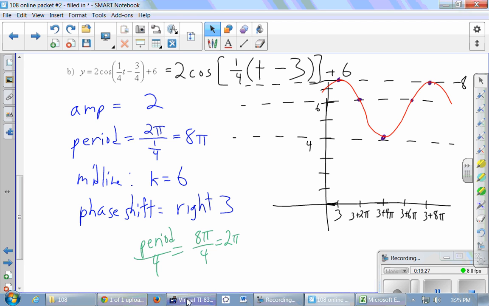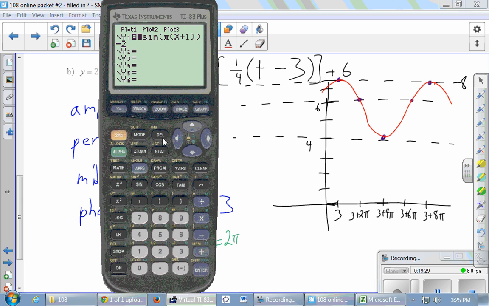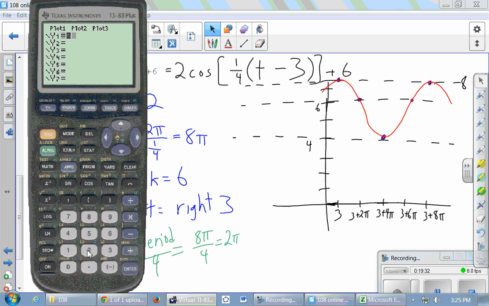Let's see if the calculator agrees with what we said. Okay, we're still in radian mode from before, so that's fine. Let's think about the window. Looks like 3 and 3 plus 8 pi. And you actually type that right in here, and the calculator will change that to a decimal. And then from 4 to 8 is our y range.